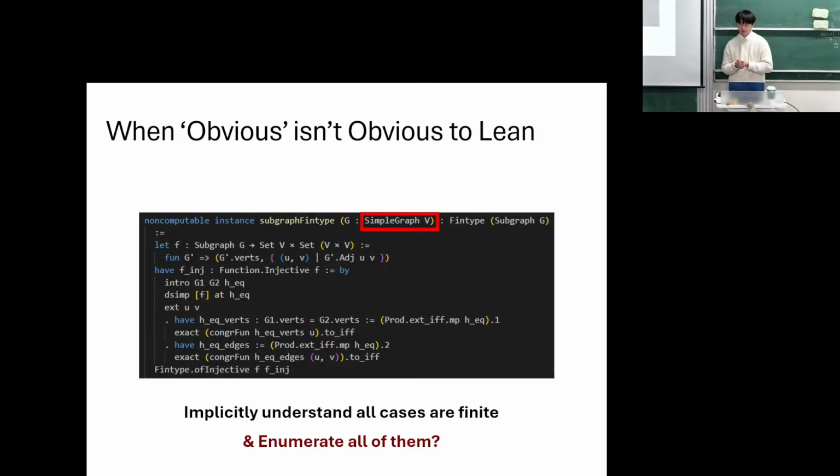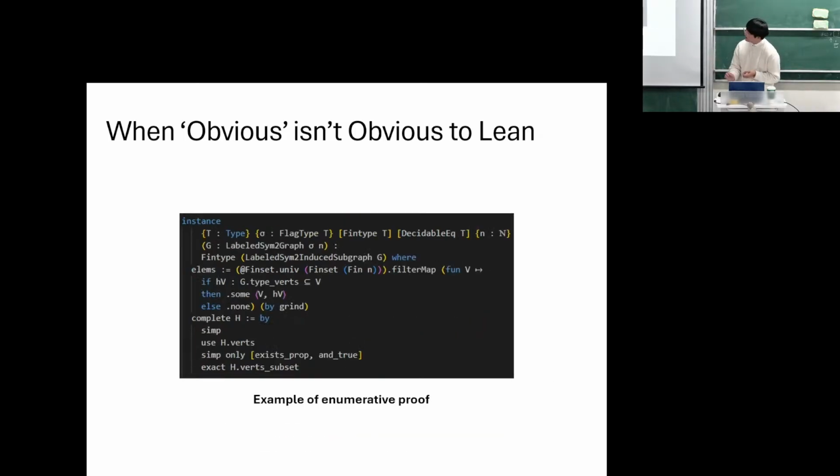The default definition of simple graph in Lean was not good for building an enumerative proof. So we changed this simple graph definition so that the enumerative approach would become possible. This is an example of a proof that enables enumeration. So from now on, I will refer to this kind of proof as an enumerative proof.